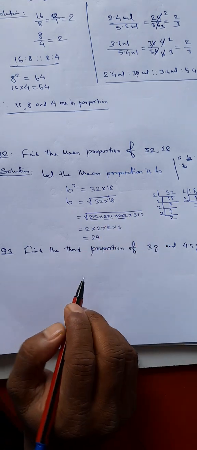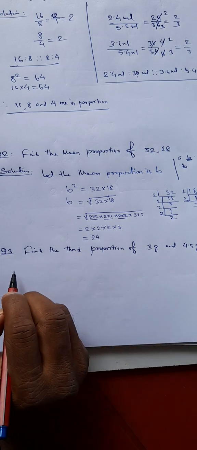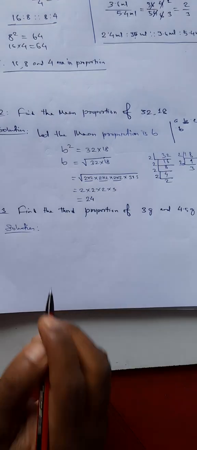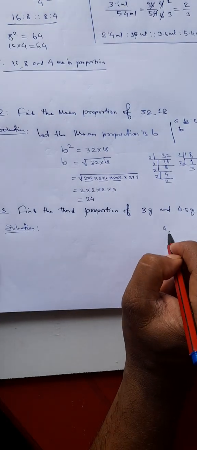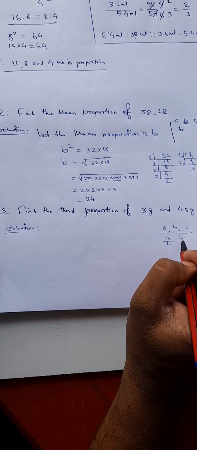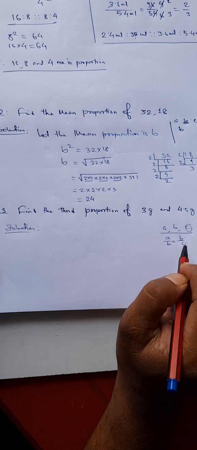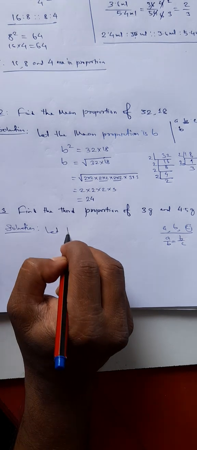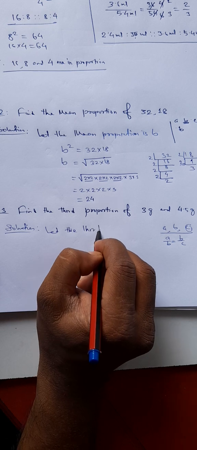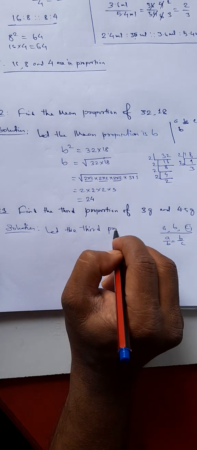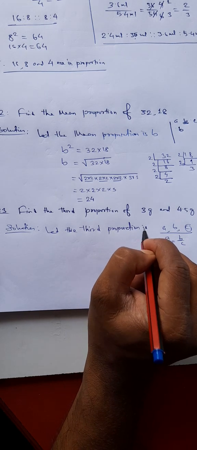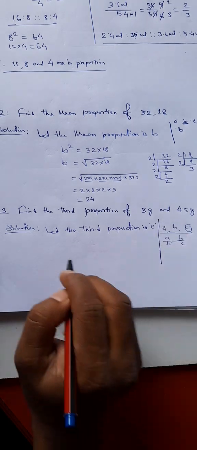Right. Find the third proportion of this. Solve this. What would be the third proportion of this? You have to find C here. A, B and C. If A, B and C are in proportion, A by B equals B by C. Here C is called the third proportion. Let the third proportion be C.